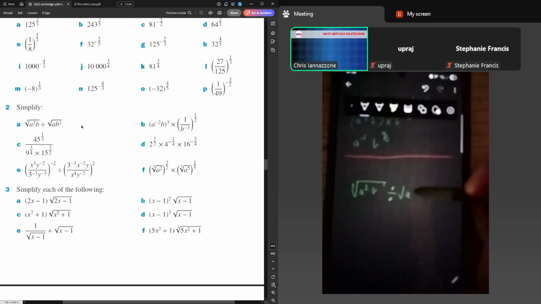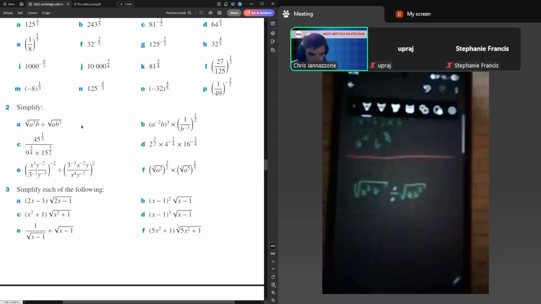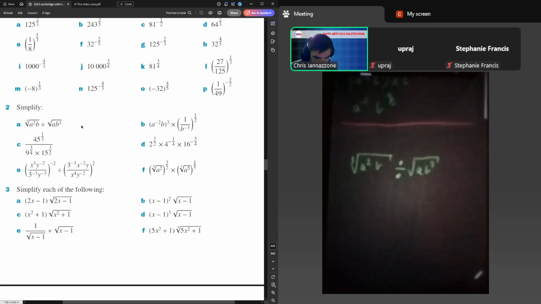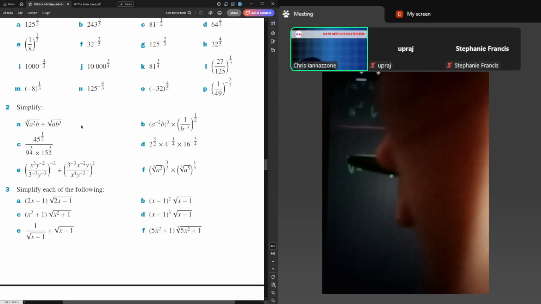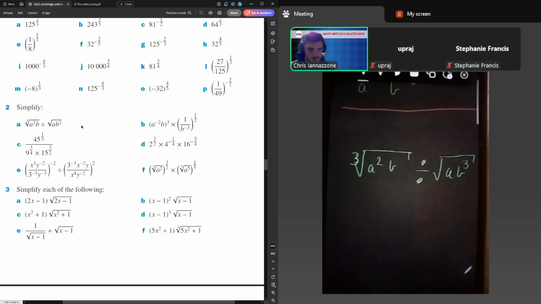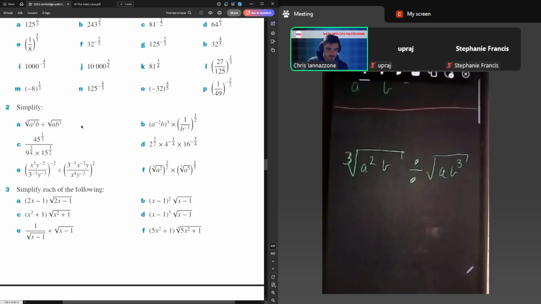Divide root a b cubed. We've got roots there. How do we handle roots? Can we convert the roots into indices? That's exactly right. So the test here was, of course, remembering that fractional indices are roots.